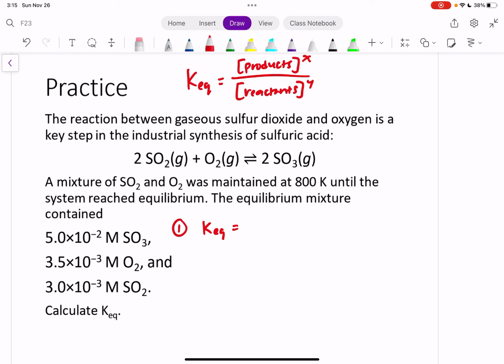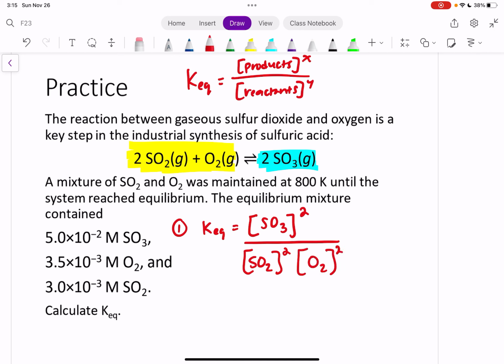So we know KEQ equals the concentration of our products. Again, let's do some color coding here. So our product is SO3 raised to the power of 2, because our coefficient there is 2. And then our reactants, we've got SO2 raised to the power of 2, because that's our coefficient. And then O2 raised to the power of 1, sorry. All right, so now we've got an equilibrium constant expression that we can plug numbers into.